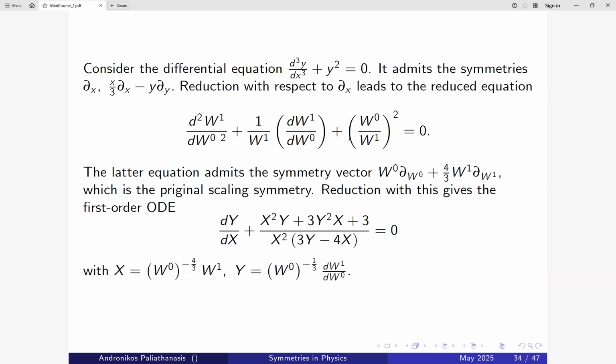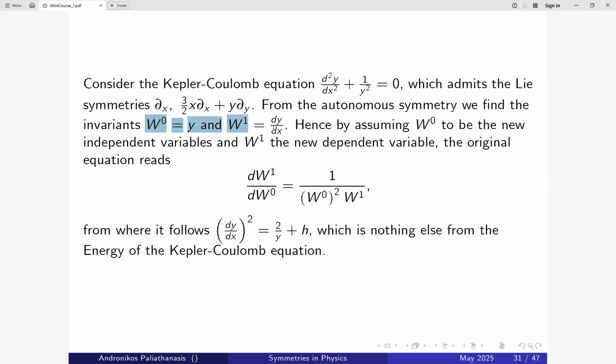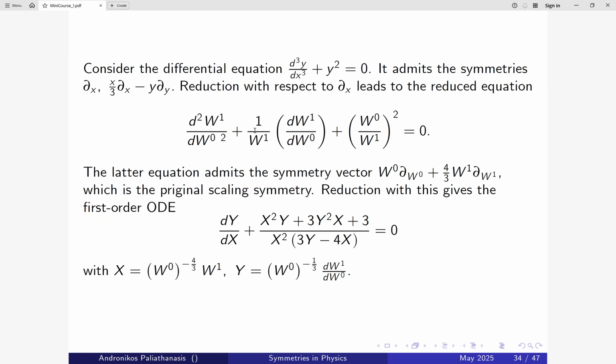Now, let us extend the analysis to the following higher order, third order nonlinear differential equation. This equation also admits two symmetries: the translation in x, since it is autonomous, and another scaling symmetry. We perform reduction with respect to the first vector field, ∂x. Then we find, as before, the invariants to be the same. Since the symmetry is the same, the invariants are W0, W1. And the differential equation is reduced to a second order differential equation.